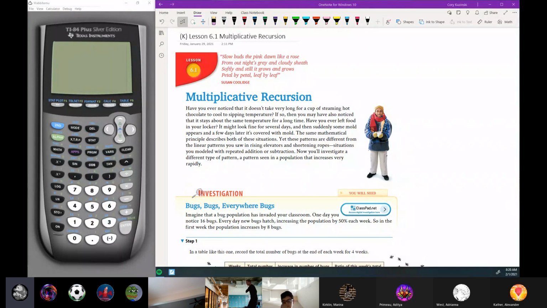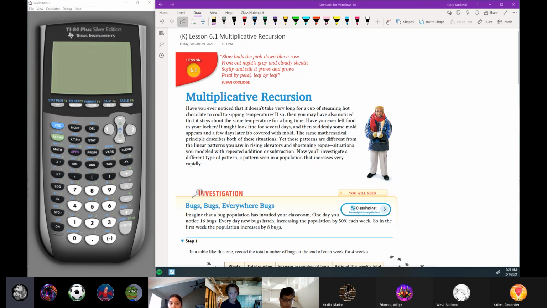So multiplicative recursion would also be a way to show not only the decline in a cup of hot chocolate, but also the rise in the amount of mold on this piece of bread described in this paragraph. It would also be a good way to describe the growth of COVID infections throughout the United States and the world for a time being, okay? Although that model has not necessarily continued forever and ever. So we're going to look at it with bugs today in our investigation.